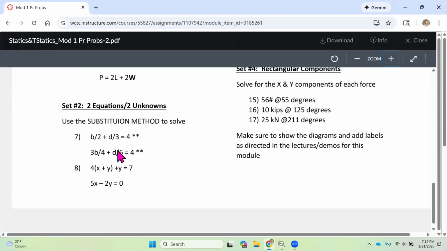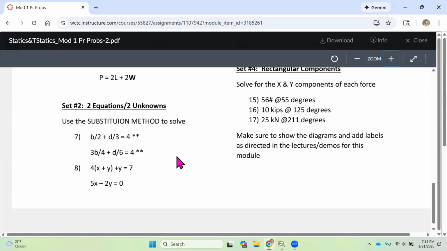So we'll start with number 7. And you'll notice that there is fraction form here, so we're going to write it in its up-down format, and not in its slash format. So I am going to label this set number 2, and this is problem number 7.